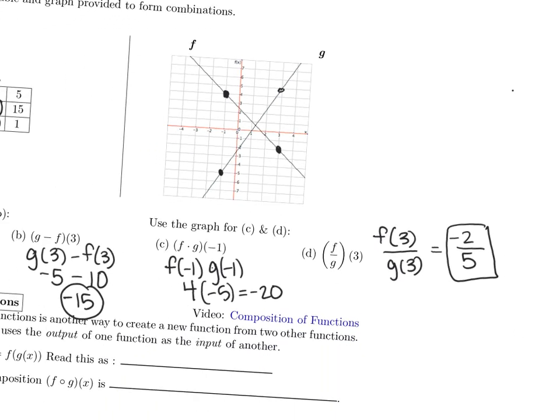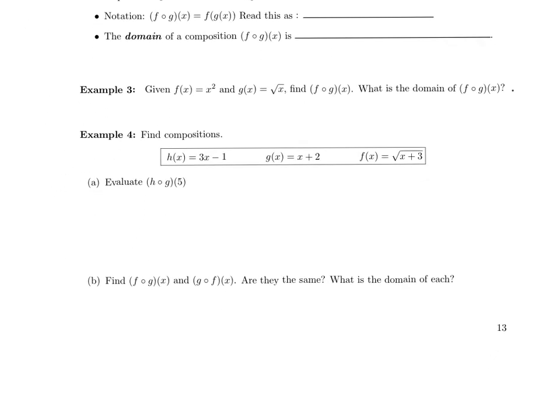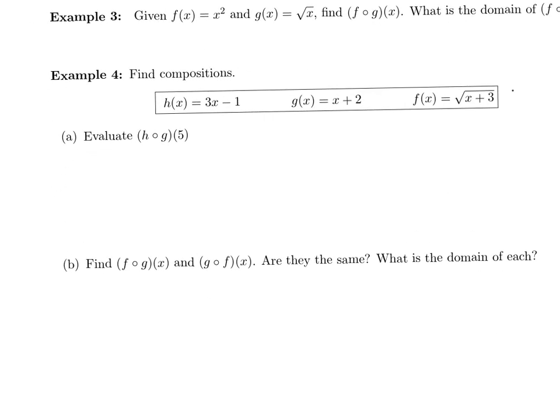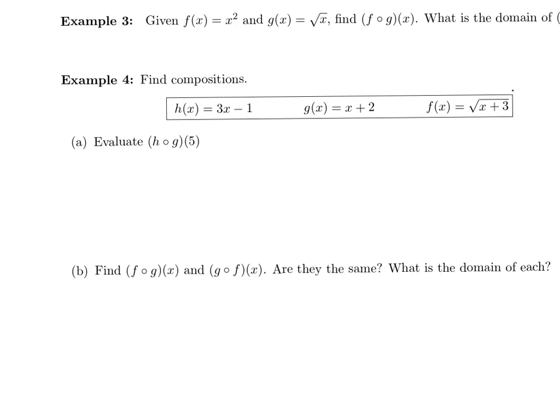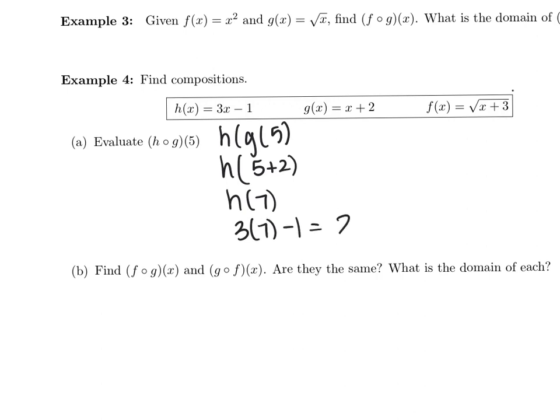Okay, so next go down to the bottom of this page, and we're going to look at compositions. We're actually going to plug in numbers, not looking at a chart. So the first one says evaluate h of g of 5. Another way to write this would be h of g of 5 like this. So we're going to plug 5 into the g function. So we get 5 plus 2, which is h of 7. And then you're going to plug 7 into the h function. So 3 times 7 minus 1 gives you 21 minus 1, which is 20.